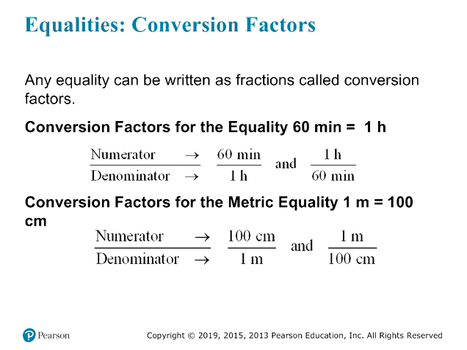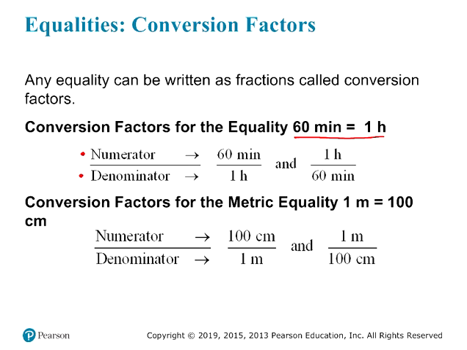Okay, so any equality can be written as fractions, called conversion factors. A pretty common conversion factor we might use in our day-to-day life is converting from minutes to hours or hours to minutes. We know that there are 60 minutes in an hour, so our equality would be 60 minutes equals 1 hour. Now we can write that as a fraction or a conversion factor. We could put 60 minutes in the numerator or the denominator. It just depends on what we're trying to convert to and the units we're trying to get rid of. So for instance, we could have 60 minutes in the numerator over 1 hour in the denominator, or we could put 1 hour in the numerator and 60 minutes in the denominator.